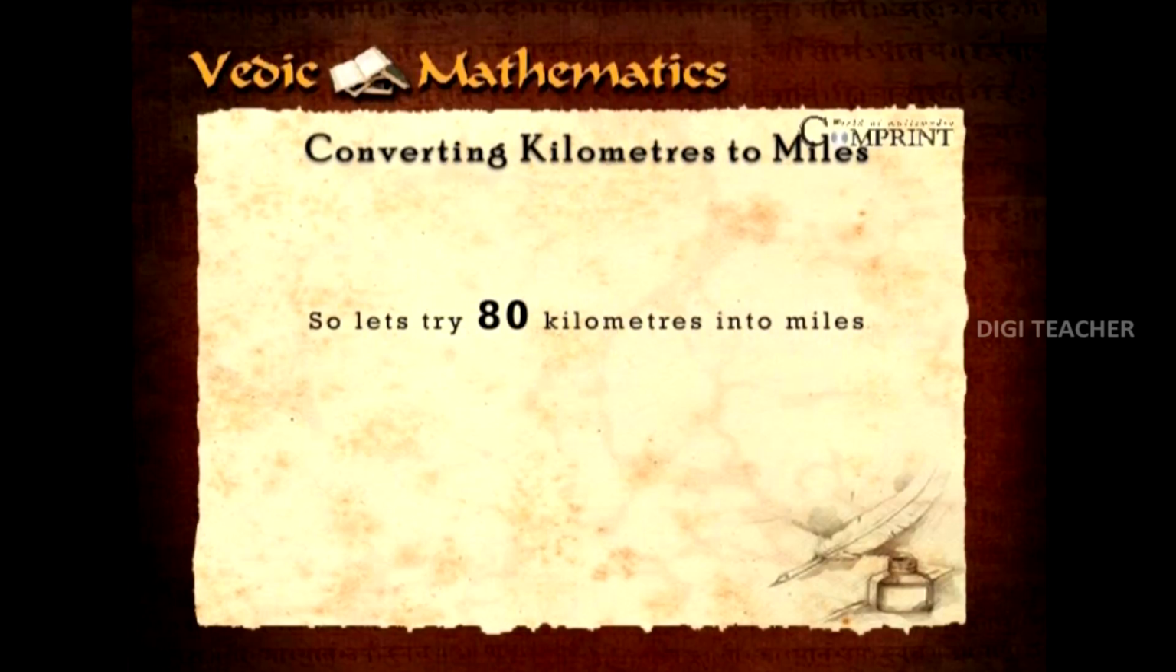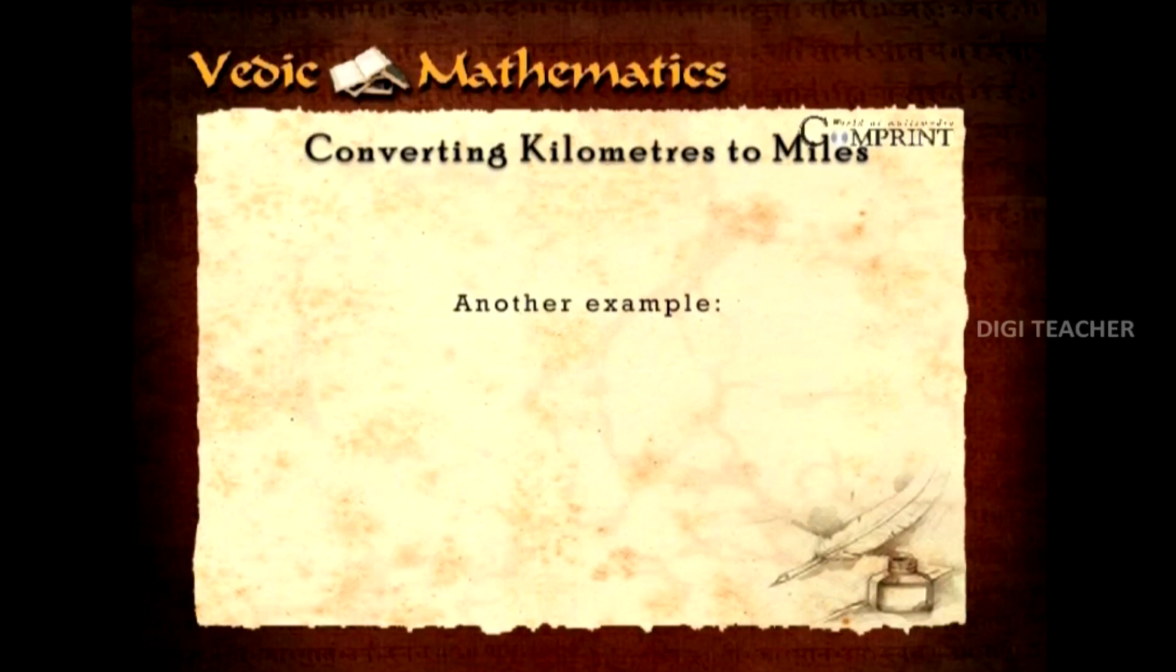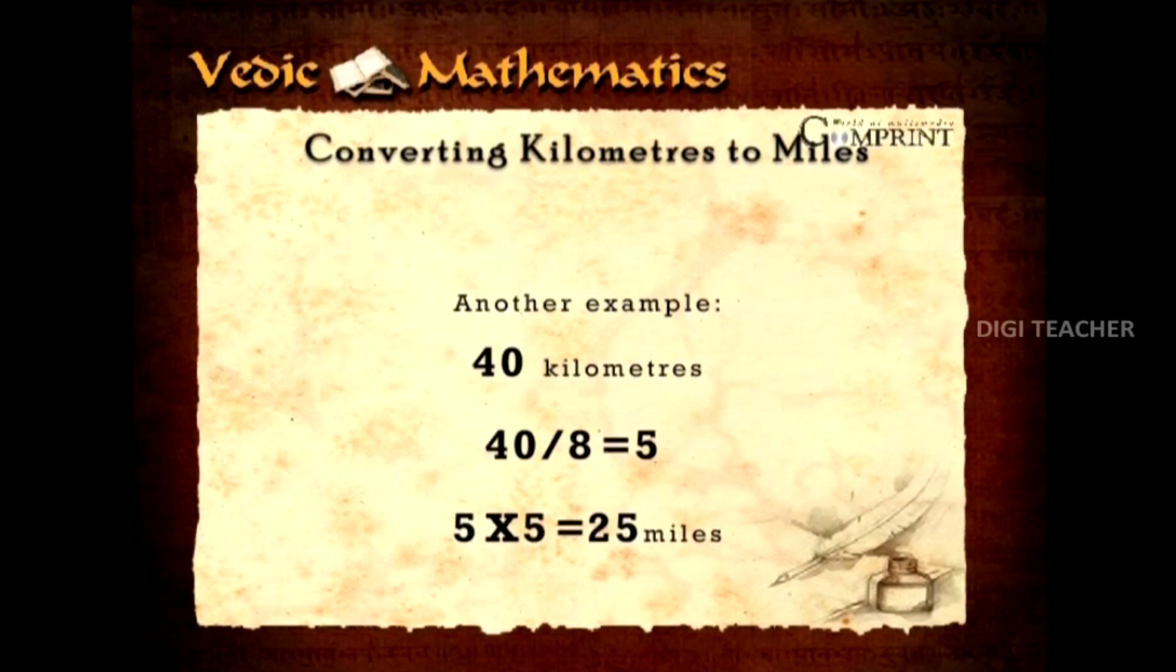So let's try 80 kilometers into miles. 80 divided by 8 equals 10, multiplied by 5 equals 50 miles. Now let's go to another example. 40 kilometers is 40 divided by 8, which equals 5, and 5 multiplied by 5 equals 25 miles. Isn't that easy?